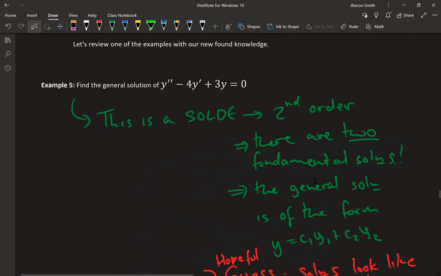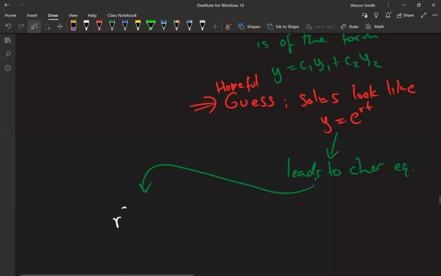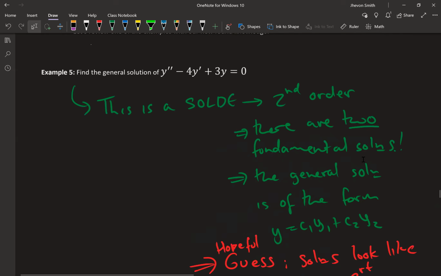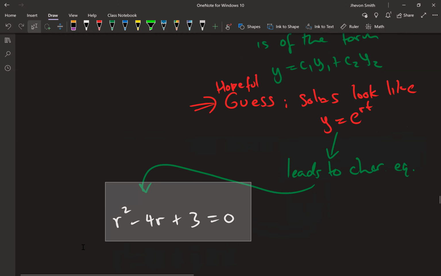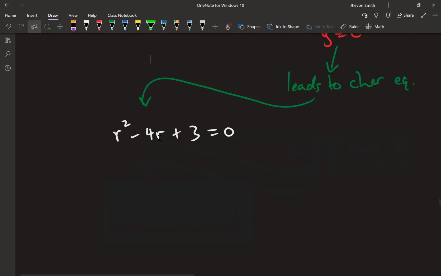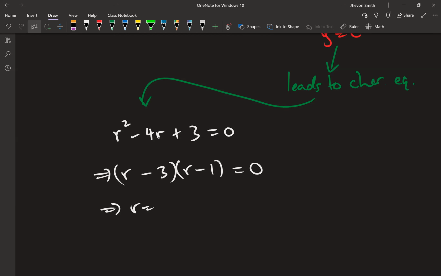I'm going to realize that this is going to look like r squared minus 4r plus 3 equals 0. And I showed this in the last class, so I'm not going to redo that again. But me doing this guess leads to this equation. And then I want to find the solutions to that equation. So here my r, this is going to be like a minus 3 and a minus 1. So here I get r equals 3 and r equals 1.